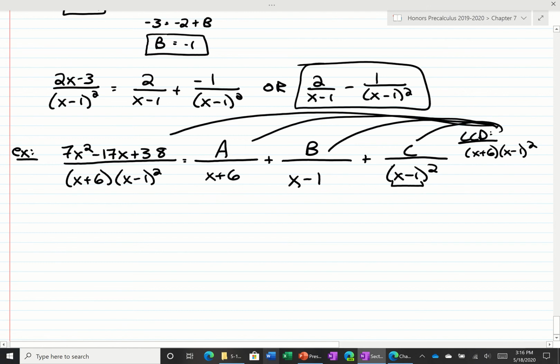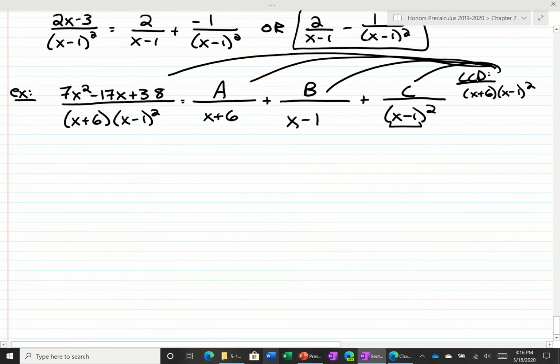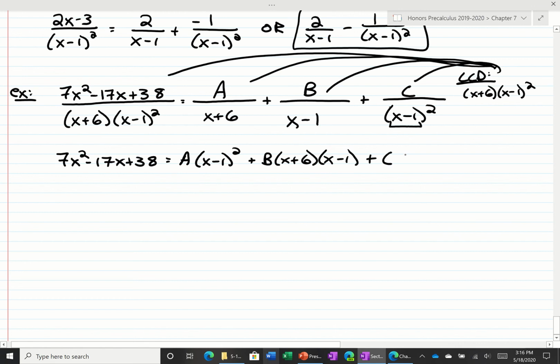And I'm just going to save a little bit of time. We've been doing this for a while now, and I'm just going to do that in my head. So if we multiply by the LCD here, we would get 7x squared minus 17x plus 38 is equal to a, the x plus 6's would cancel, and you'd have x minus 1 squared, plus b times x plus 6. One of the x minus 1's would cancel, and then you'd have plus c times x plus 6.